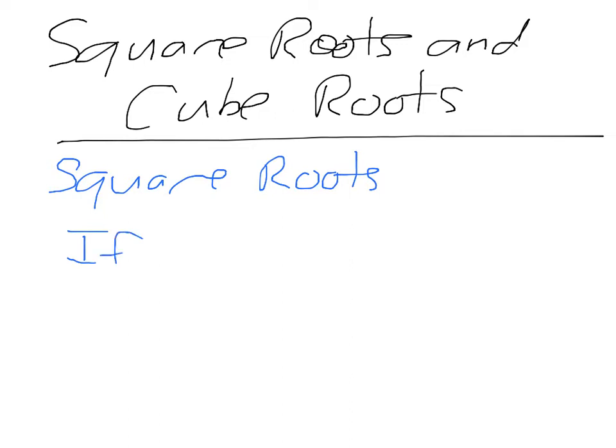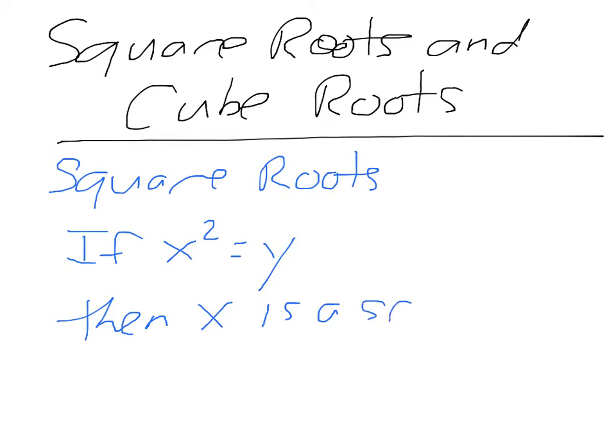If x squared equals y, then x is a square root of y. That means if I take a number and I square it and get a number, then the original number is back. Okay?